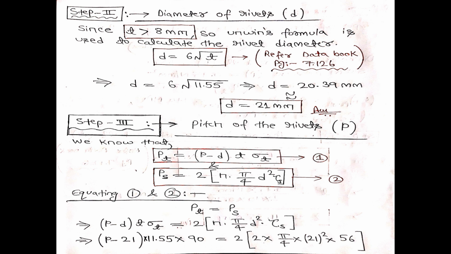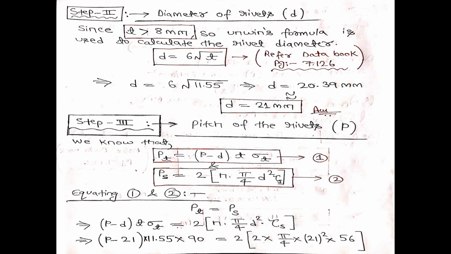Here, since thickness is greater than 8 mm, we are going for Unwin's formula, that is D is equal to 6 under root T. T we have already calculated, that is 11.55 mm, so 6 into under root of 11.55. So basically the diameter of the rivet is coming out to be 21 mm. Second part of the design step. Is it clear? Any doubt in this second step? No, sir.